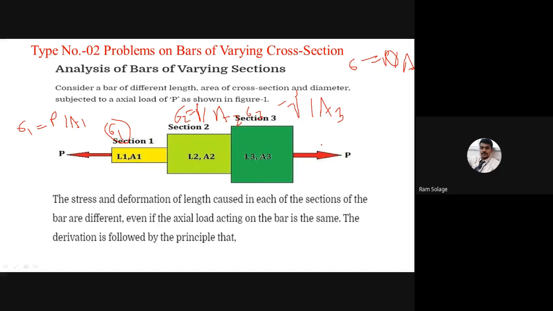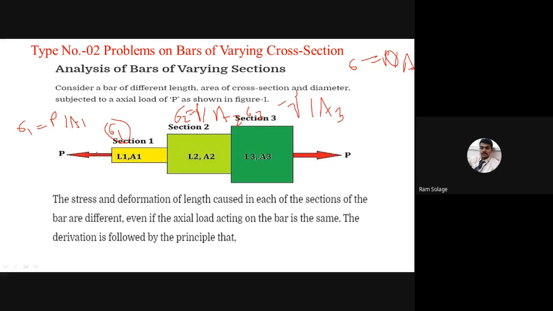P upon A1. P is the load. Always in the problem they are giving the value of P. And how to calculate A1, A2, A3? They are giving in the problem the diameters D1, D2, D3. With the help of D1, D2, D3, we can calculate A1, A2, A3. This is the area of section number 1, area of section number 2, and area of section number 3. With the help of these A1, A2, A3, and P, we have calculated sigma 1, sigma 2, sigma 3. What are sigma 1, sigma 2, sigma 3? These are the stresses. Sigma 1 is the stress in section number 1. Sigma 2 is the stress in section number 2. And sigma 3 is the stress in section number 3.